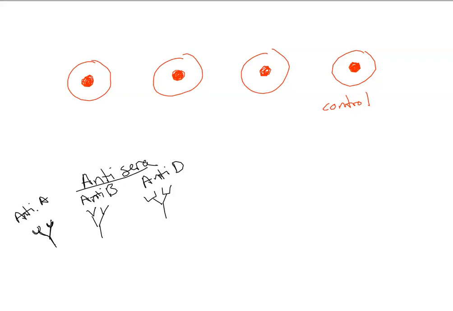In our first well, we are going to put the anti-A antibody. Hooray. In our second well, we are going to put our anti-B anti-sera. Sorry, antibody. Our artificial one, our anti-sera. And into the third well, we will put our anti-D antibody. And in our control, we will not put anything because this is our control. And if it messes up, we'll know we did something wrong.